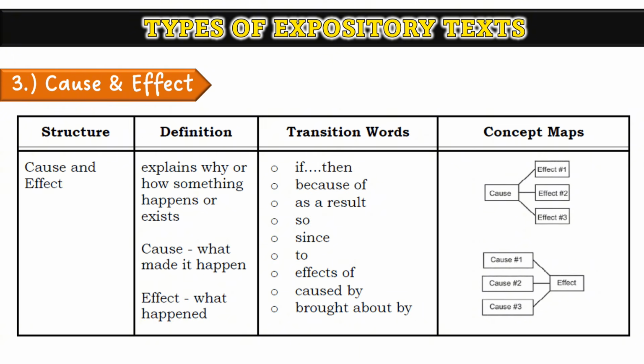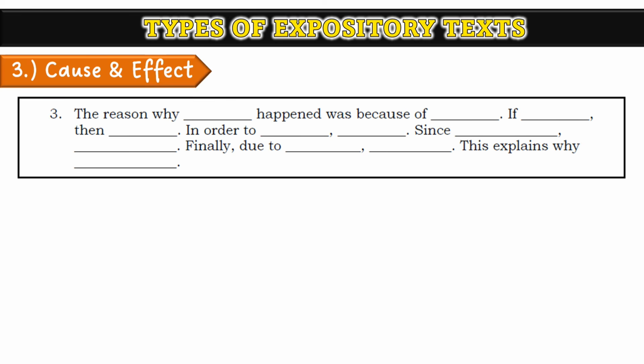These are the transition words we typically use for a cause-effect paragraph: if, then, because of, as a result, so, since, to, effects of, caused by, brought about by. Meanwhile, these are the concept maps utilized to present ideas and details in a cause and effect paragraph. Here is a sample frame or template used to compose a cause and effect paragraph.